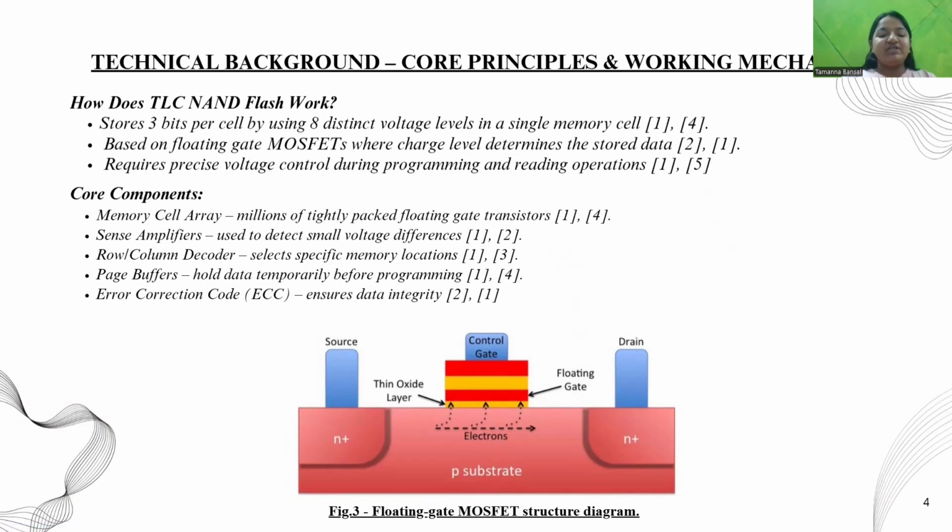The key components of TLC NAND include the memory cell array, which has millions of MOSFET cells, sense amplifiers that detect small voltage changes, row and column decoders that select specific cells, page buffers that hold temporary data during read and write operations, and ECC, the error correction code, which ensures data integrity. The working principle is simple: the more electrons stored, the higher the voltage, representing different 3-bit combinations.